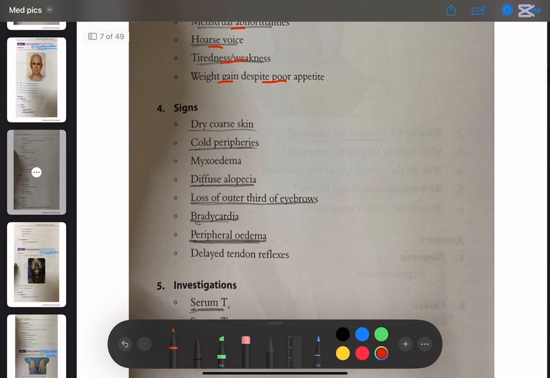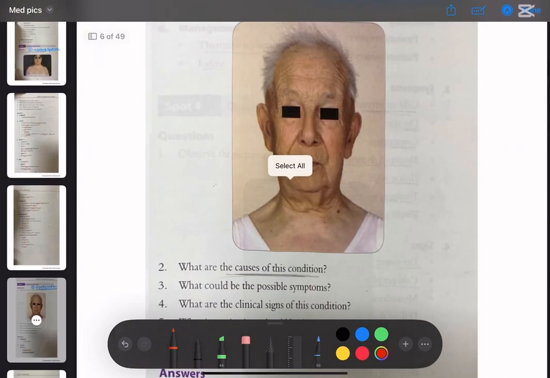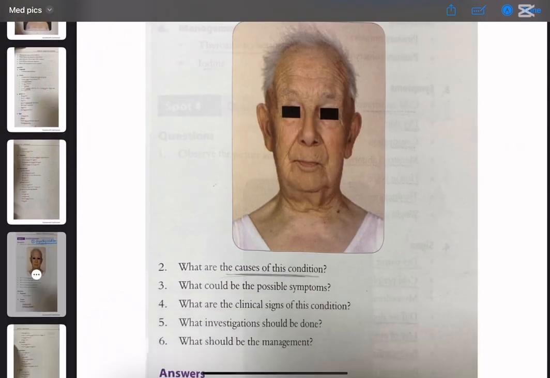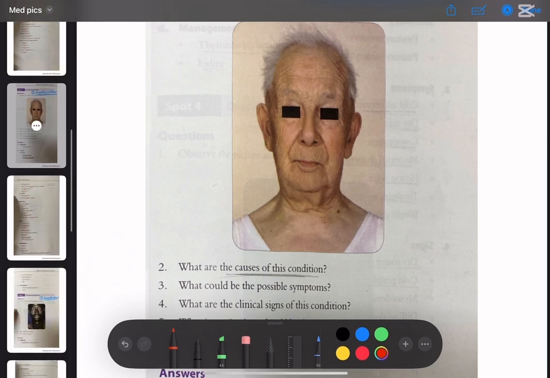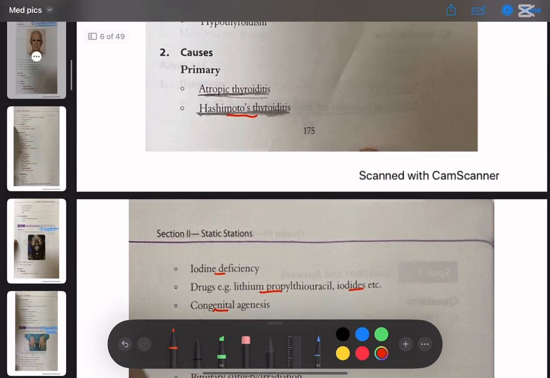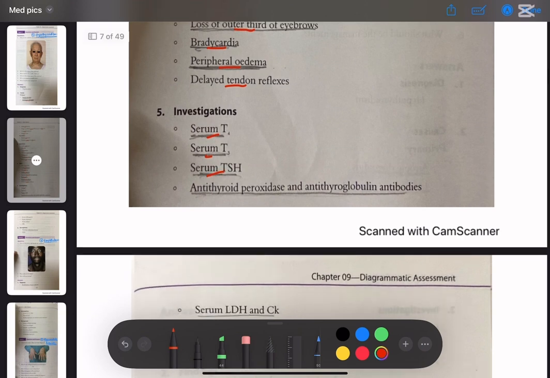The signs are dry, coarse skin, cold peripheries, myxedema, diffuse alopecia, loss of outer third of eyebrows, bradycardia, peripheral edema, and delayed tendon reflexes. Okay, so here we are having the coarse skin and the alopecia and the old looking skin. These are the signs of the thyroid. The investigations are serum T4, serum T3, and serum TSH. In hypothyroidism, TSH is raised and T3 and T4 will be decreased.